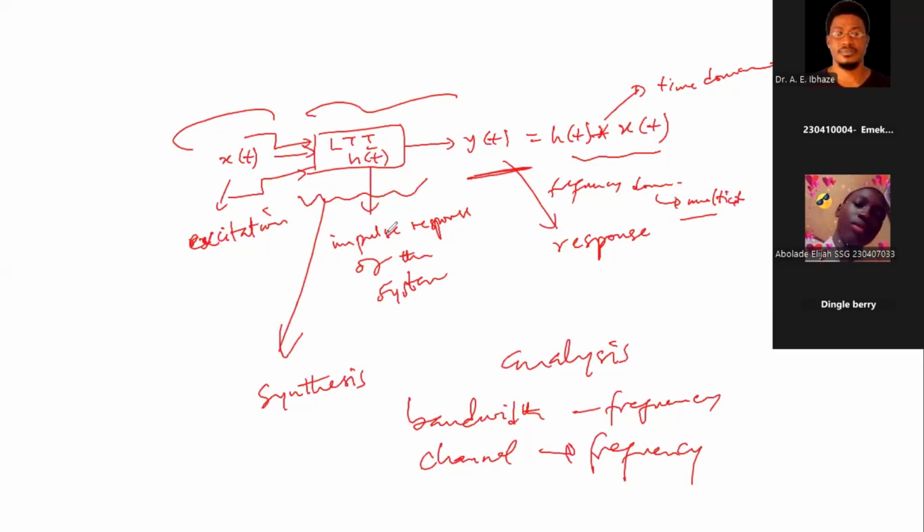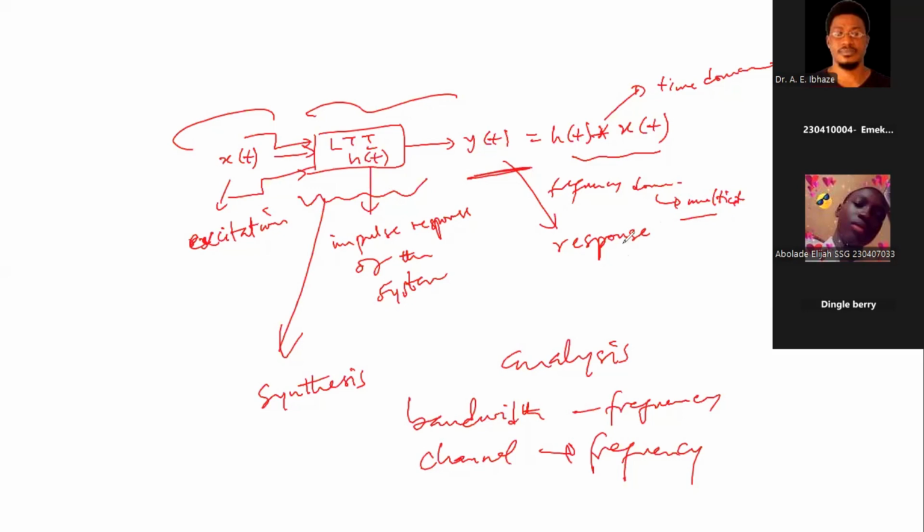Then we also want to determine which domain is best. I just made mention of the time domain and the frequency domain. So we want to operate on these signals. We want to analyze the system, we want to design the system. So which of the domains will be best for us? So we want to be able to do all of that, okay?